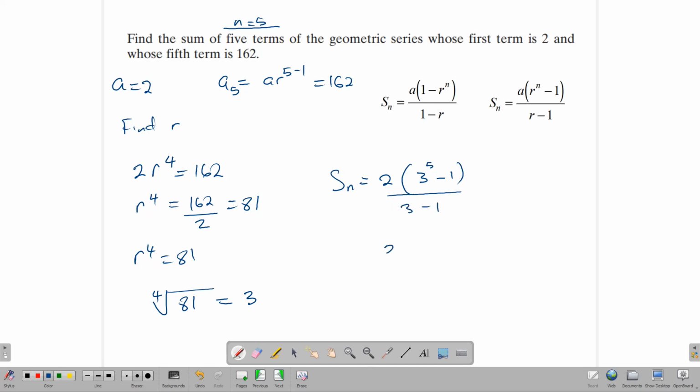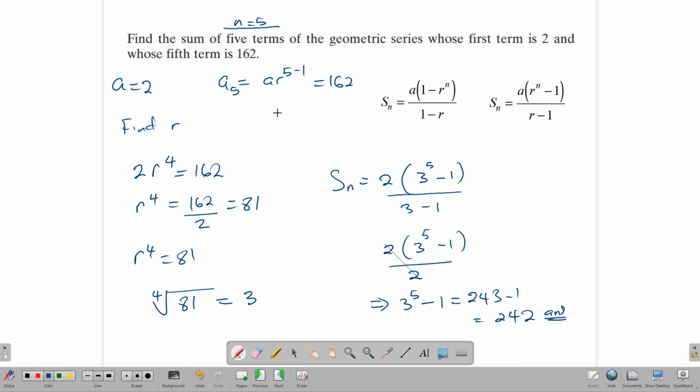And what we get here is 2 times 3 to the 5 minus 1 over 2. Of course, that divides itself out. And what we end up with in the end is 3 to the 5th power, minus 1, which is 243 minus 1. And our answer ends up being 242.